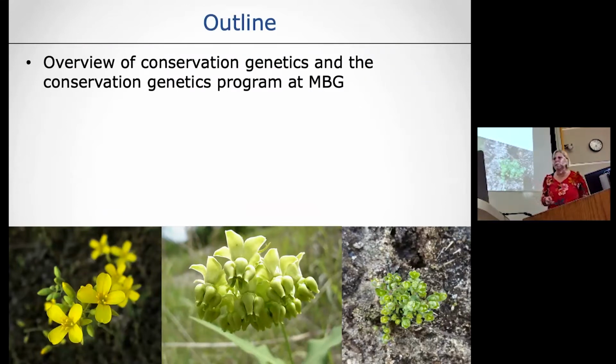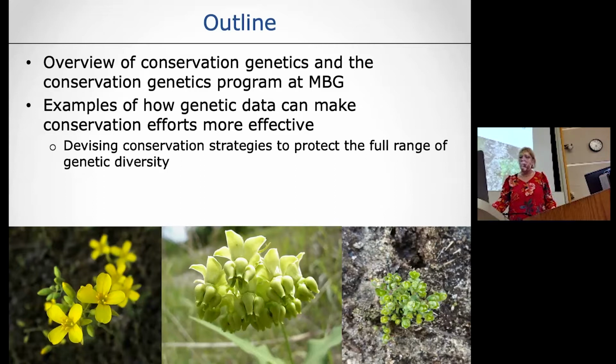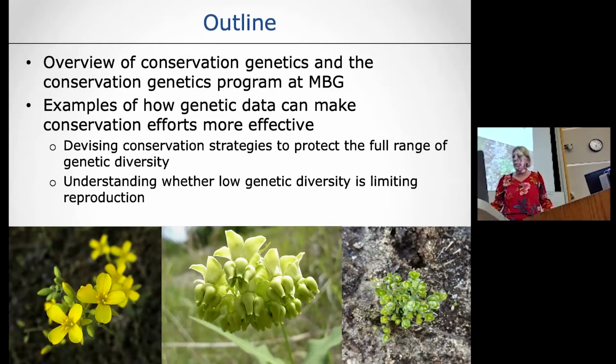Okay, so as an outline, first I'll just give an overview of conservation genetics and the program that I manage at the Missouri Botanical Garden. Second, I'll give you some examples of how genetic data can be used to make conservation efforts more effective. So the first project we'll talk about is using genetic data to devise conservation strategies to protect the genetic variation in rare species. And then the second is a genetic study to understand the relationship between genetic diversity and reproductive success.